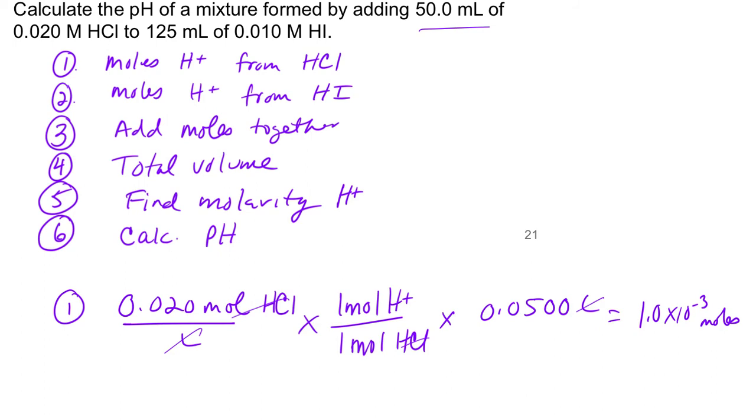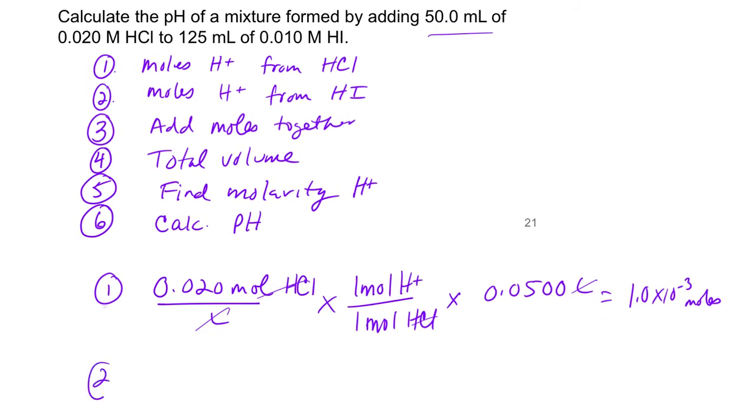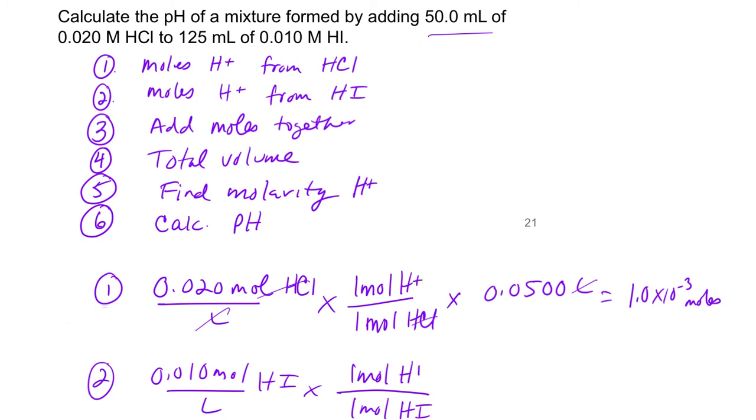Okay. Same thing for HI. I'll do the same calculation. We have 0.010 moles per liter HI. For every 1 mole of HI, we get 1 mole of H plus. And by our volume, we used 125 milliliters of the HI solution, or 0.125 liters. And so I get 1.25 times 10 to the minus 3 moles.